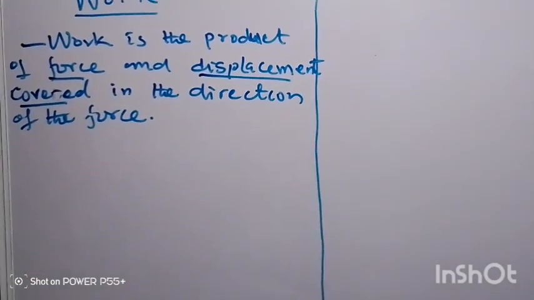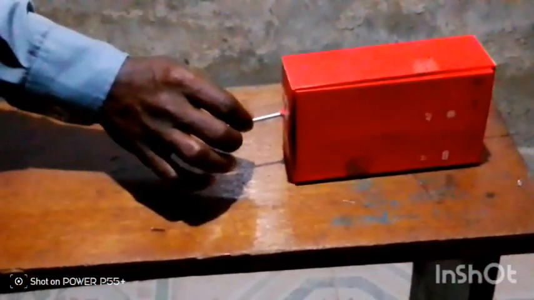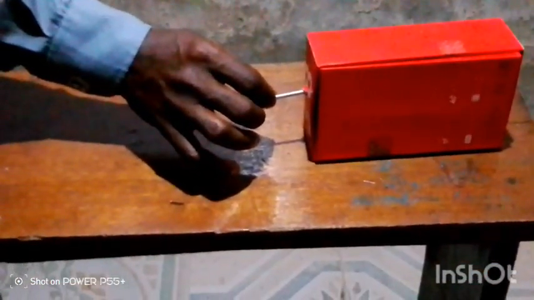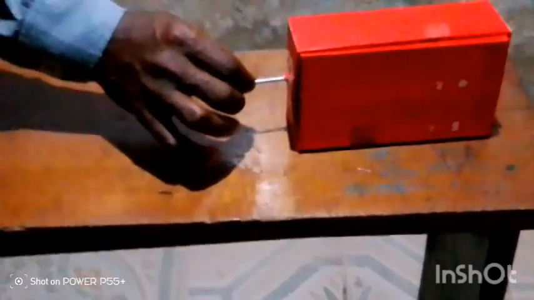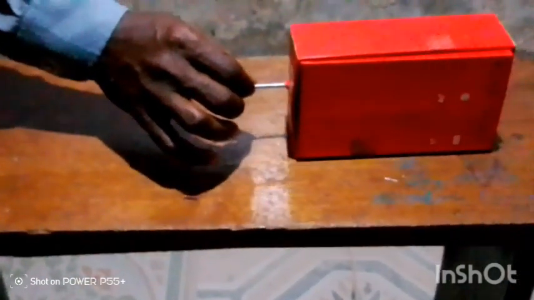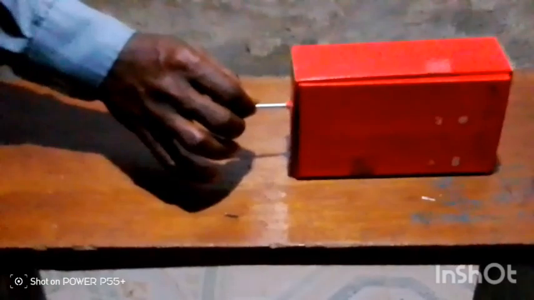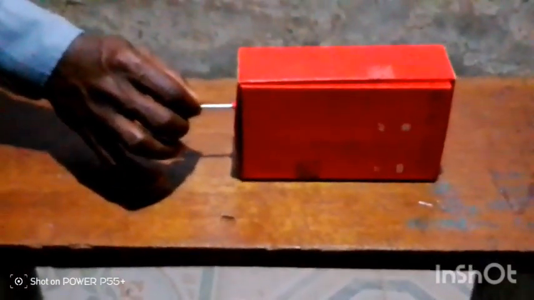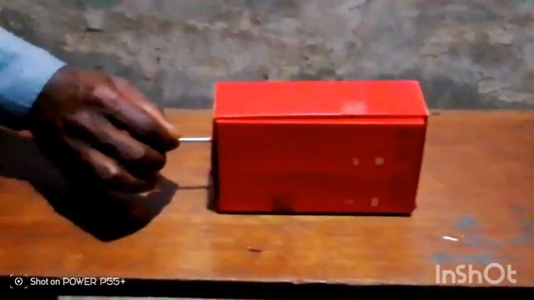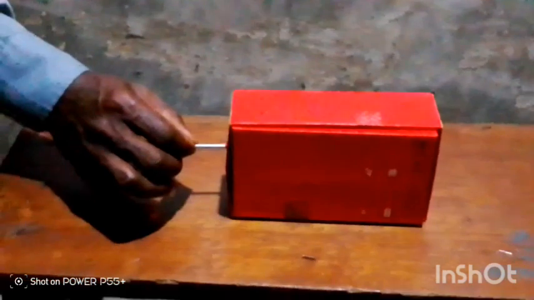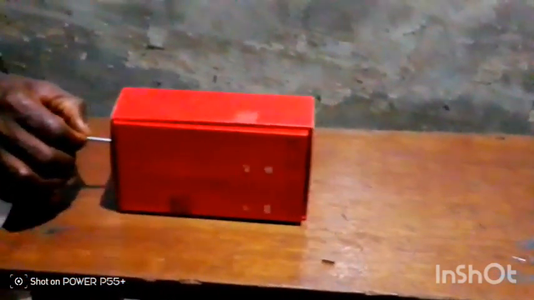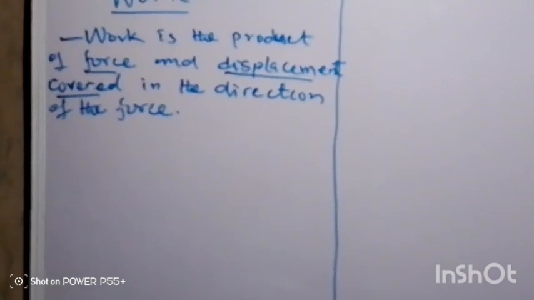As I said the other time, when force is being applied to this box, force is moving this box, and it covers a certain displacement. And the displacement, you can now see, is in the same direction as the force. Then we have what we call work in physics.